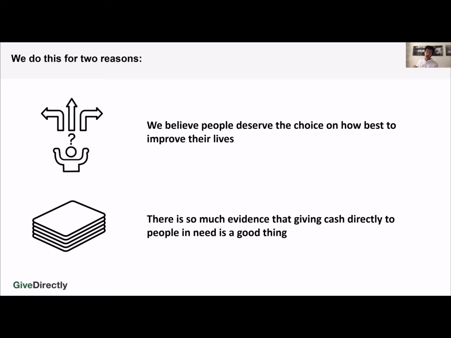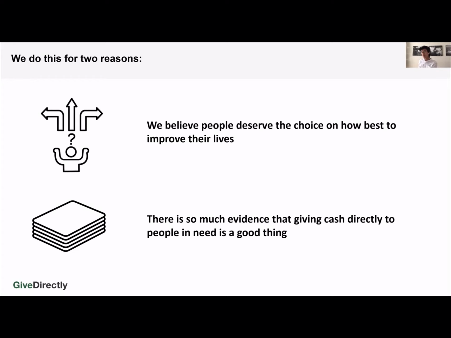So that flexibility is inherently, I think, very empathetic to the fact that all of us have different needs and different choices, and oftentimes knows best. We know best on how best to improve our lives, especially compared to potentially a technocrat that might be sitting in DC, New York, or Geneva, which are often the centers for aid decisions around the world. So that's the first reason we believe in giving people the choice to improve their lives.